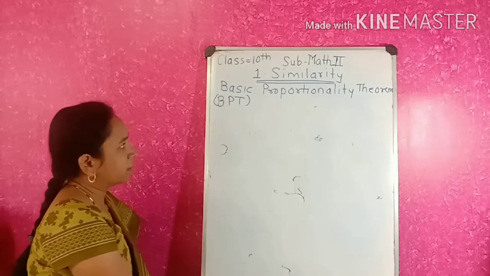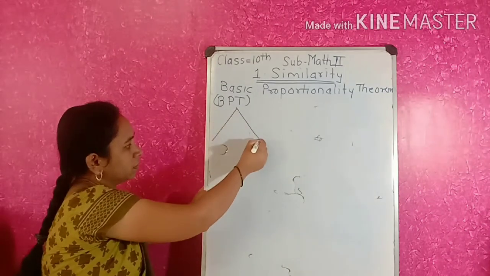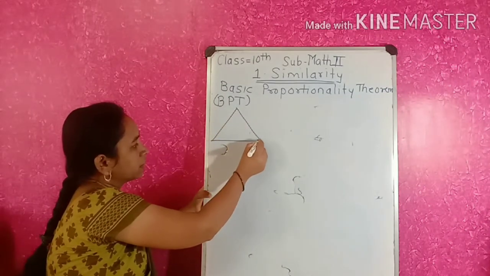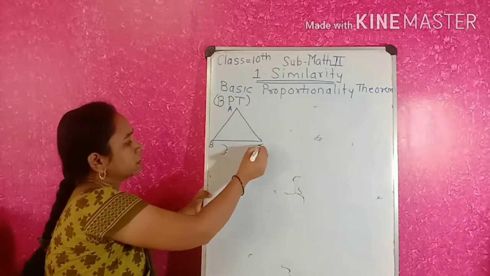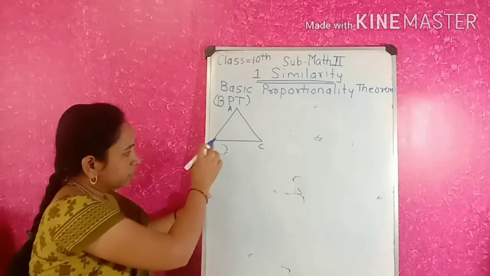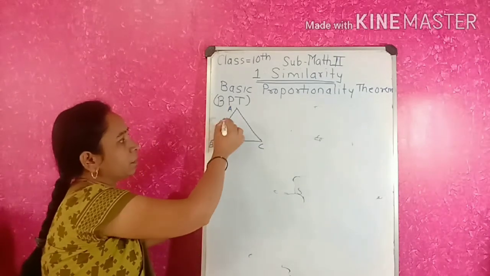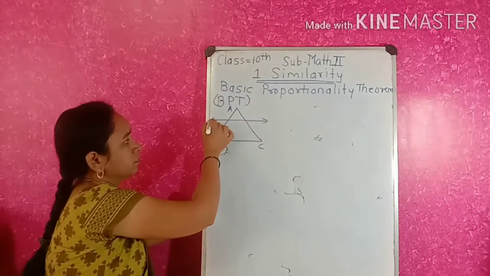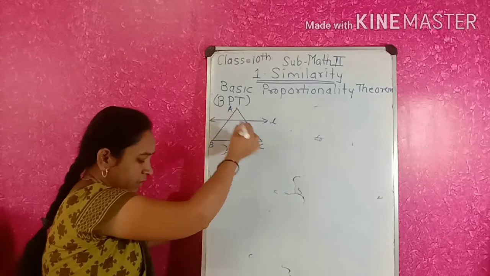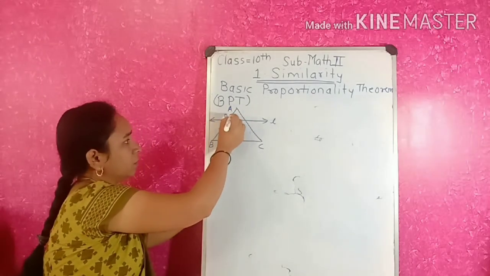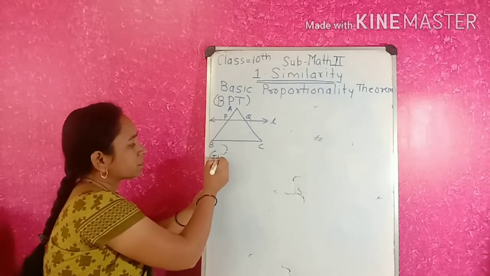Here in the theorem, they have said one triangle. So I'll consider here there is one triangle ABC. In this triangle, they said that one line is parallel to the third side, and it intersects AB and AC in the points P and Q, and it's in proportion. Means what is given?